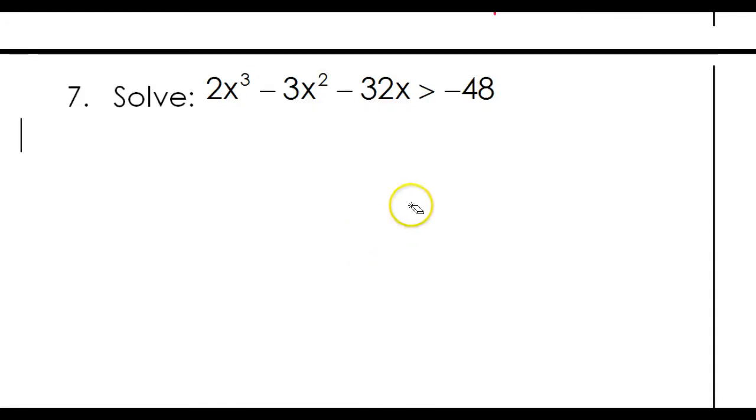In this video, we are going to solve a polynomial inequality. Let's start by solving and finding the x-intercepts as if this were an equation. So let us add 48 to both sides.